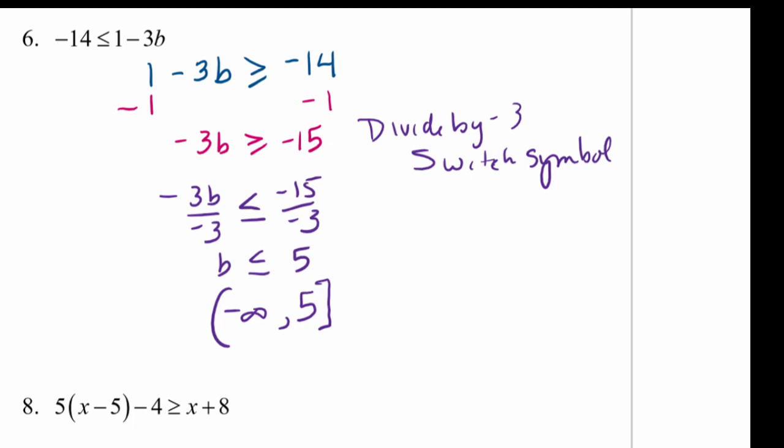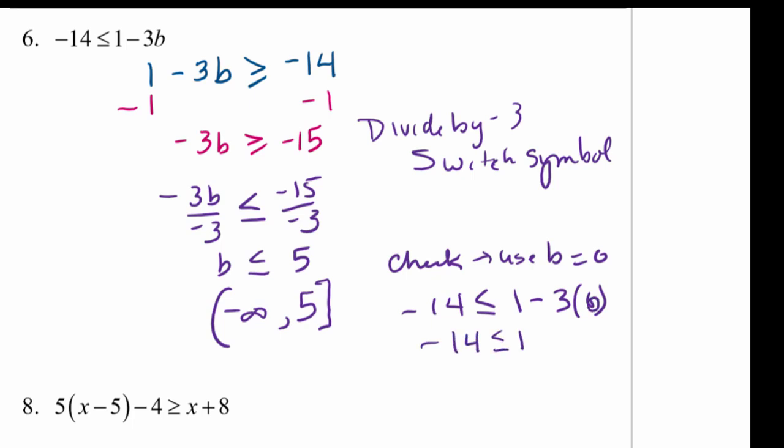Okay, now let's check it, because this was a little bit more intricate of a problem. One number that's less than 5 that's pretty easy to check with is 0, right? So I'm going to check it, using b equals 0. Here's my original inequality: negative 14 is less than or equal to 1 minus 3b, and in b I'm going to put 0. And look at what we get here. We get negative 14 is less than or equal to 1, and that is true. So that checks. See how we check?